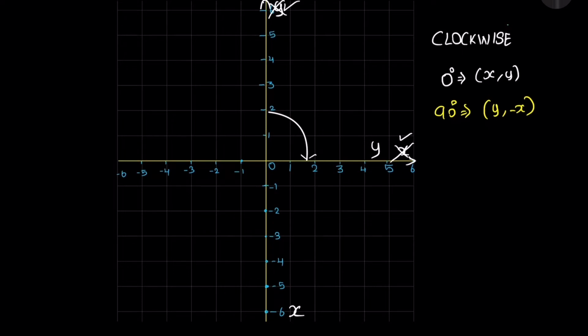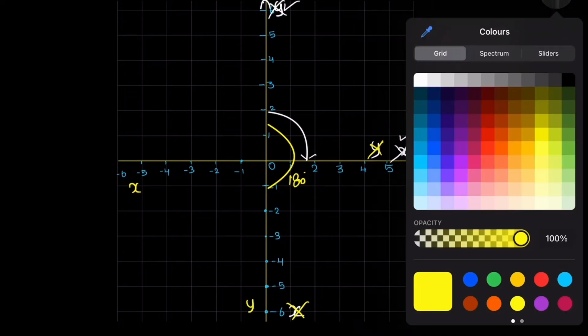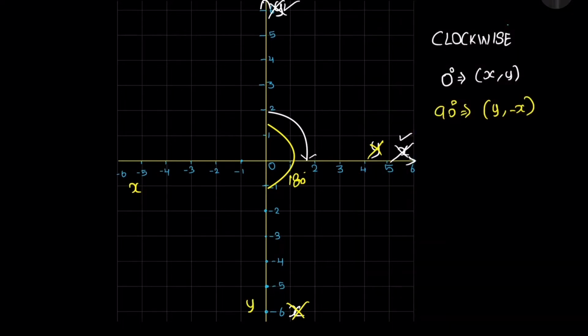Then 180 degree clockwise. This x is moving to here and the y position is changing to the bottom one. Now what's the value? So at 180 degree, the position of the x-axis is minus x, and the y-axis is below the line, so again it is minus y.